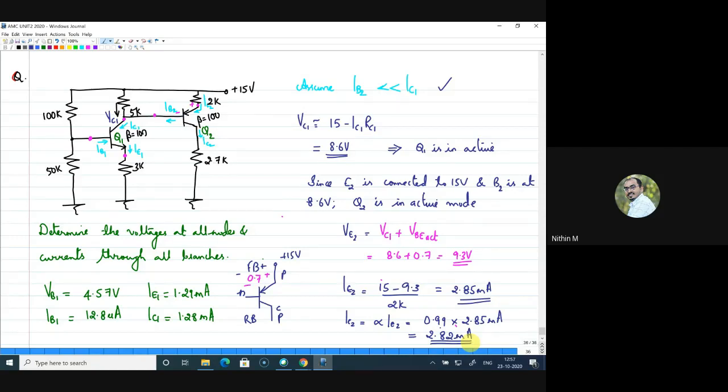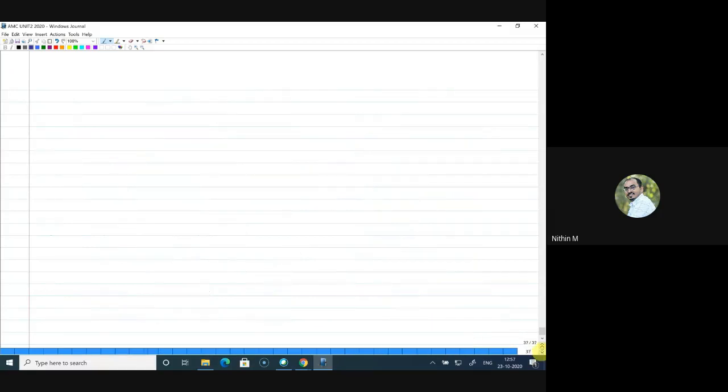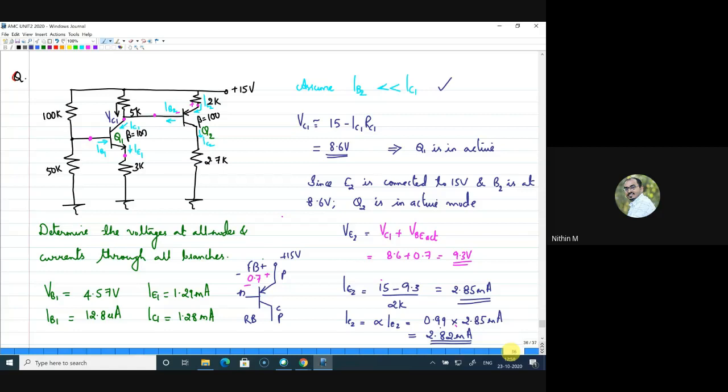Now since I know the IC2 value, you can directly find VC2. That is also one of our parameters to be evaluated, which is equal to IC2 into RC2. You can try that. Okay, let me write the answer for that. It will be equal to 7.62 volts.